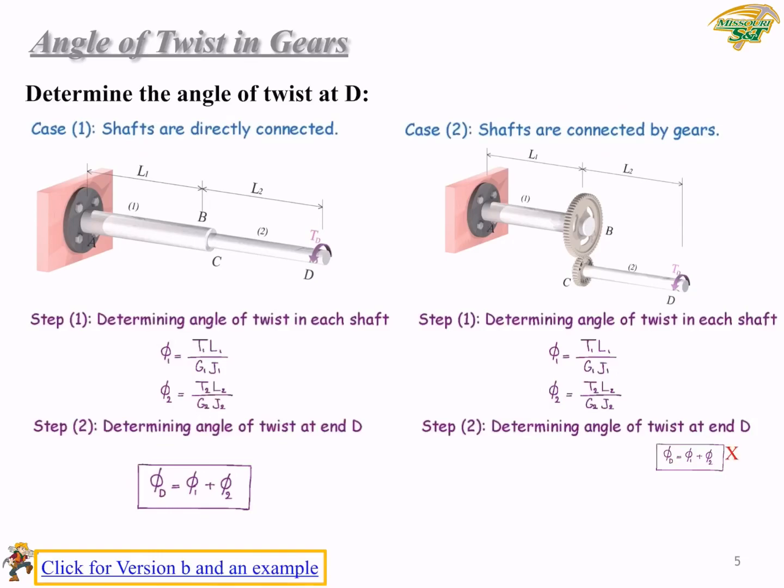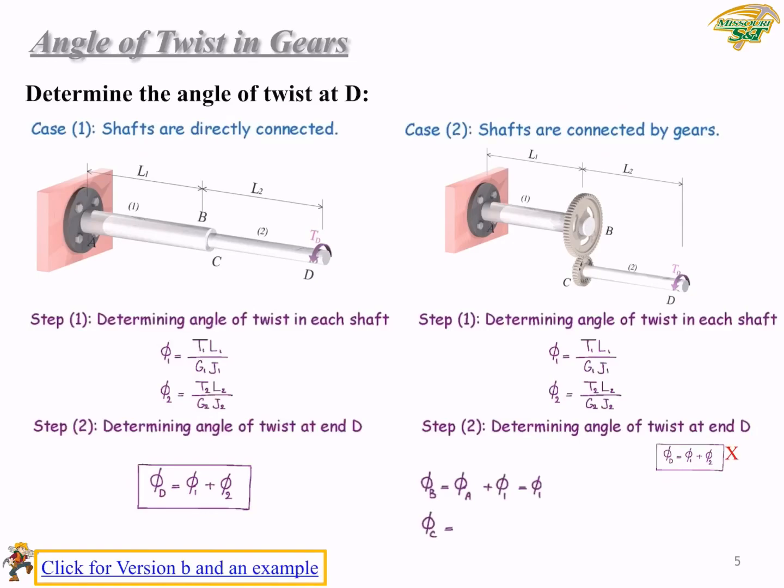No, this time you cannot do that because point B and point C are connected by gears. So to determine the angle of twist at end D, first of all we need to determine phi B. You can see that gear B and the fixed end A are connected by shaft 1. So phi B equals phi A plus phi 1. Since point A is fixed, phi A equals 0, so phi B equals phi 1.